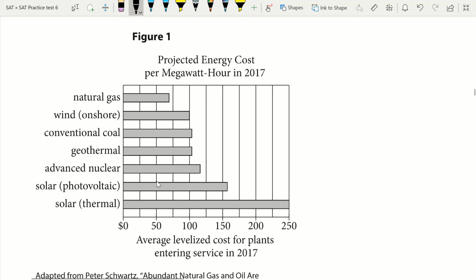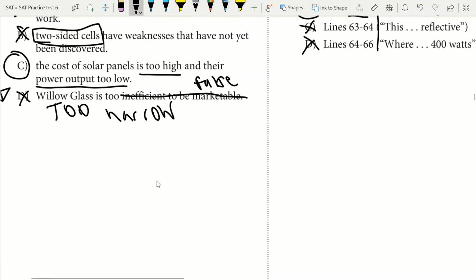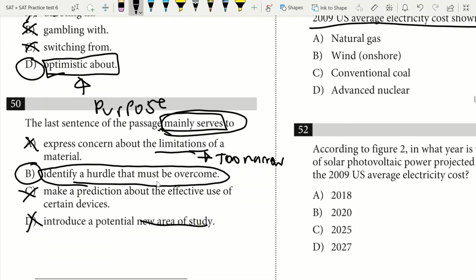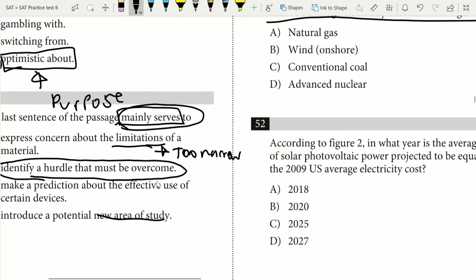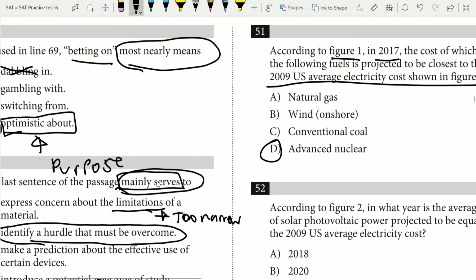We're going to draw a line up from 120, find what's closest to it. We see that that's advanced nuclear. Okay, so our answer there would be advanced nuclear. That's obviously a data interpretation question. Okay, obviously it's interpreting that data, so advanced nuclear, D will be our correct answer for 51.